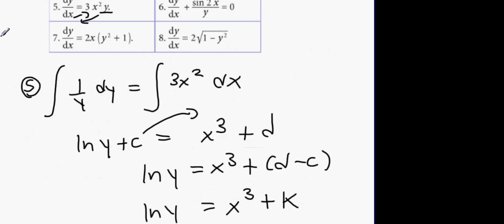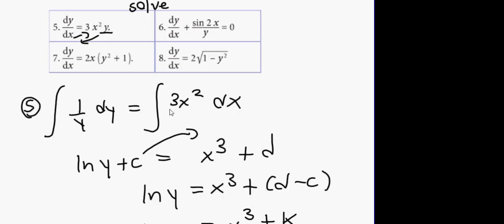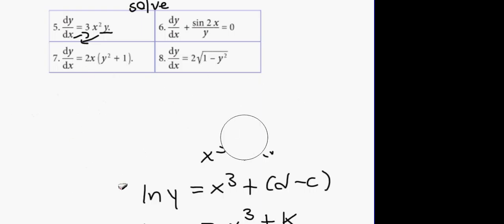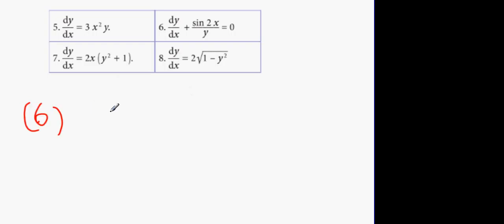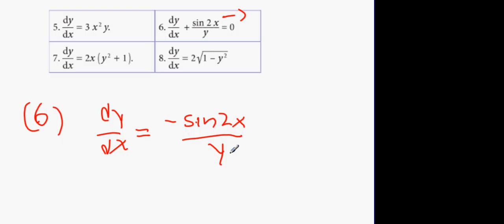Now, try another one. We'll do number 6, looks a decent one as well, and then we'll do 8. So number 6, guys. Step 1, bring it over to your side. So we get dy dx ends up to be minus sine 2x over y. Step 2, cross multiply: y dy ends up to be minus sine 2x dx.